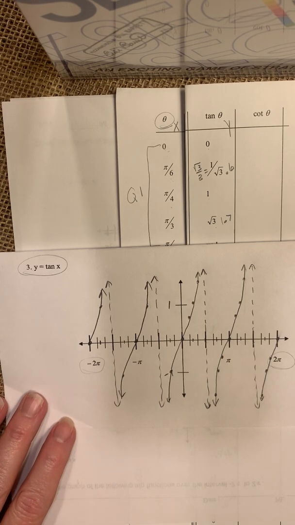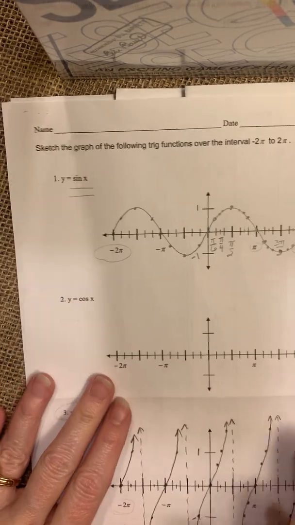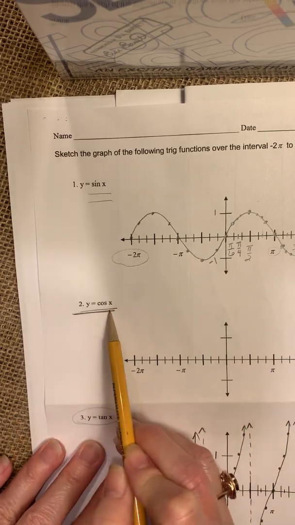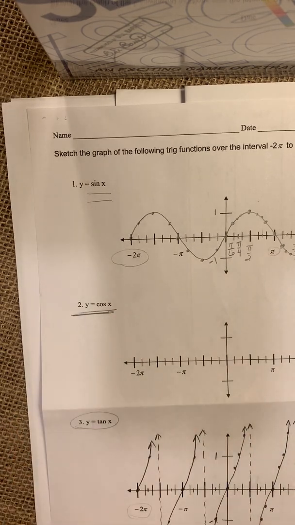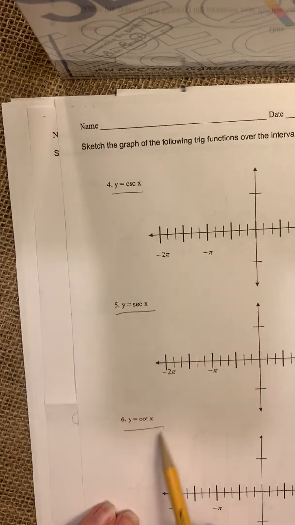So what we're going to do for the remainder of the period, I would like for you to take your chart and write all of your ratios in decimal form like I've done for sine and tangent, and then take your papers here and plot the rest of these graphs. So your homework or your work today is to do the cosine graph as well as the cosecant, secant, and cotangent graphs.